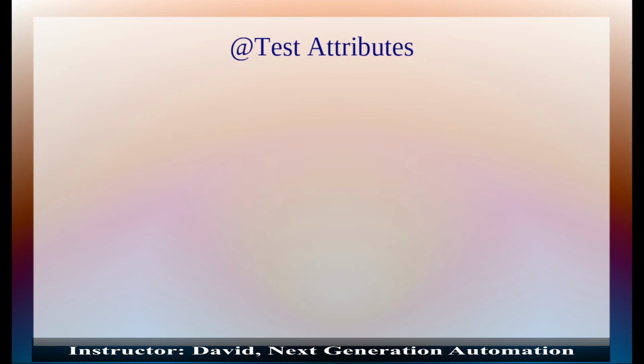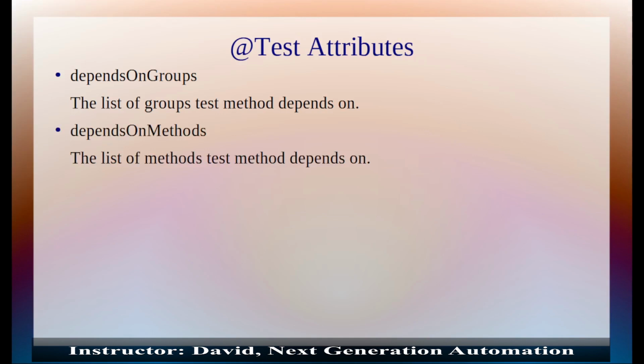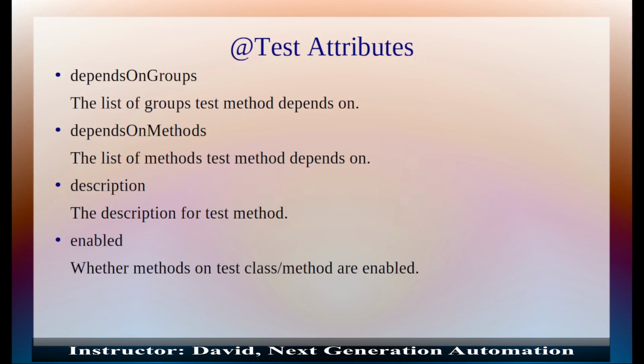Next set of attributes used by the @Test TestNG annotation are dependsOnGroups attribute. As part of this attribute, it defines the list of groups the test method depends on. dependsOnMethods attribute. As part of this attribute, it defines the list of methods the test method depends on. Description attribute. As part of this attribute, it defines the description about the test method. Enabled attribute. As part of this attribute, it defines whether methods on the test class or method are enabled.